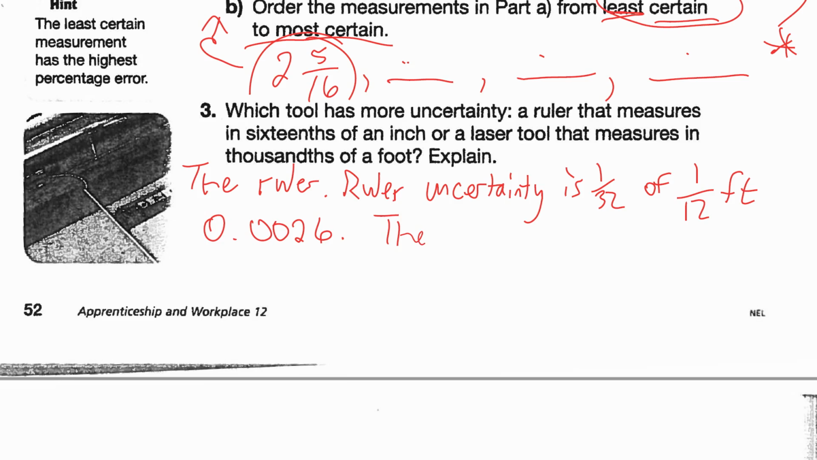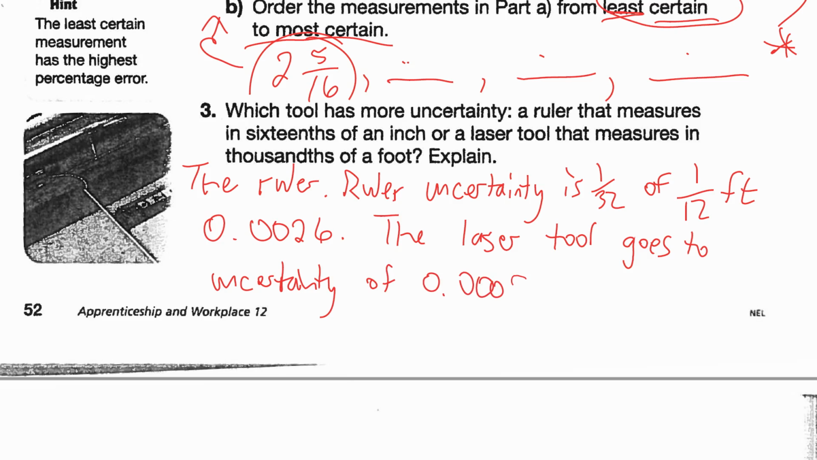The laser tool goes to an uncertainty of 0.0005. So that's why this isn't as precise as this.